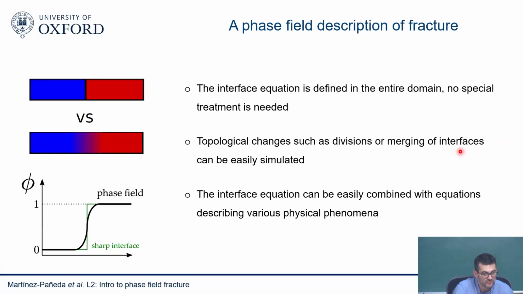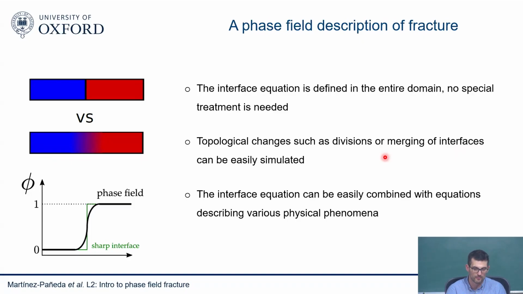Second, topological changes, such as divisions or merging of interfaces, can be naturally captured. So if you think of, for example, crack branching, coalescence of multiple cracks, you don't need to come up with a criterion for what you do where you have a crack tip, what it's going to do when it defines the next crack. All of these things are naturally captured in this framework. You don't need to put in any ad hoc criteria.